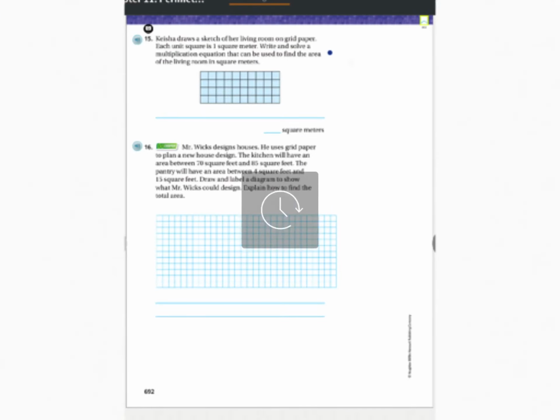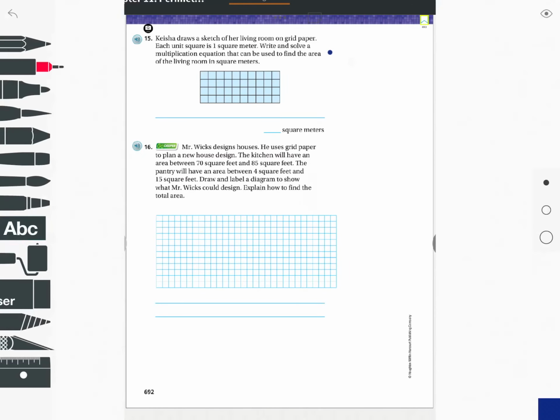Okay, number 15. Keisha draws a sketch of her living room on grid paper. Each unit square is 1 square meter. Write and solve a multiplication equation that can be used to find the area of the living room in square units. So I know that in order to find the area, I have to multiply the length times the width.